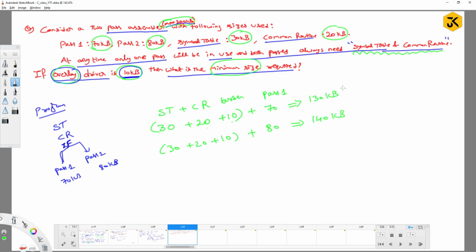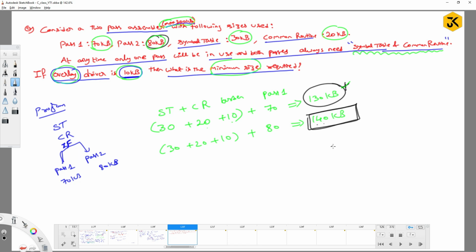Now observe. Can I take 130 KB as the answer? No. Because if I take 130 KB as the answer, how will I execute pass 2? Pass 2 requires 140 KB. It isn't possible to execute pass 2. That's the reason you have to take the minimum answer as 140 KB.